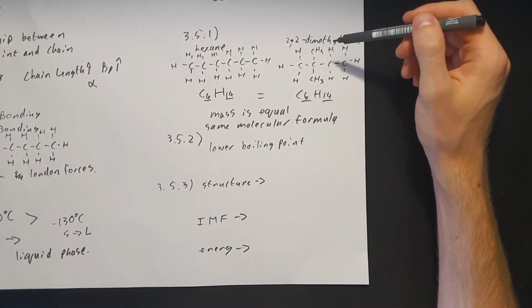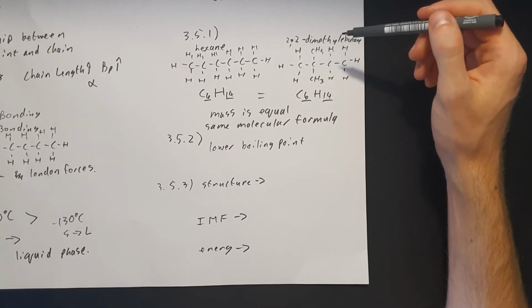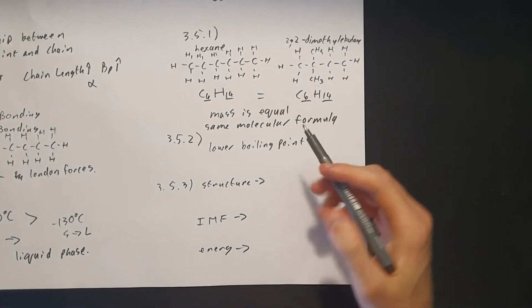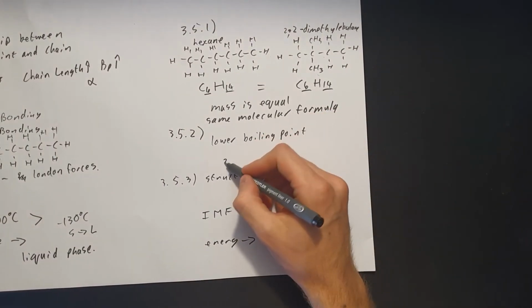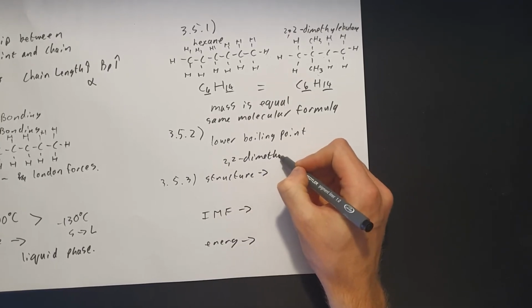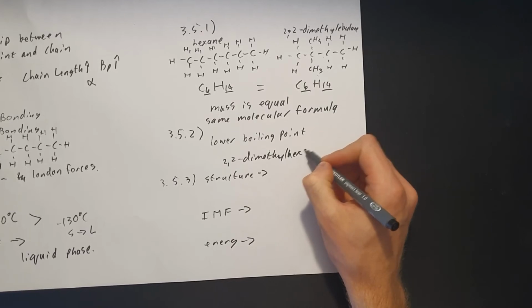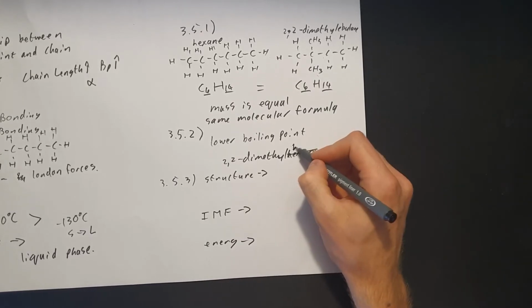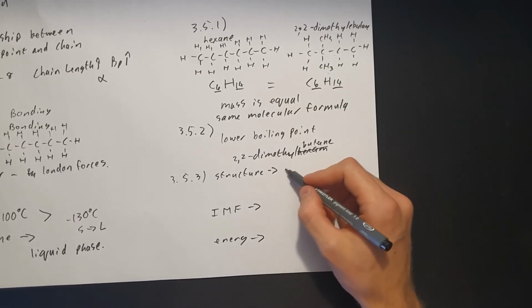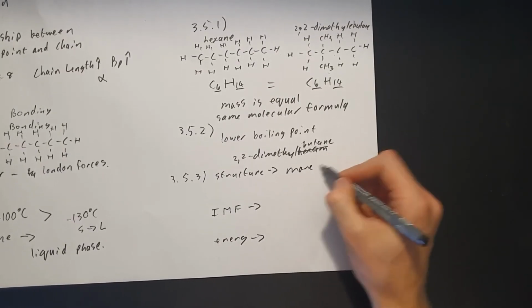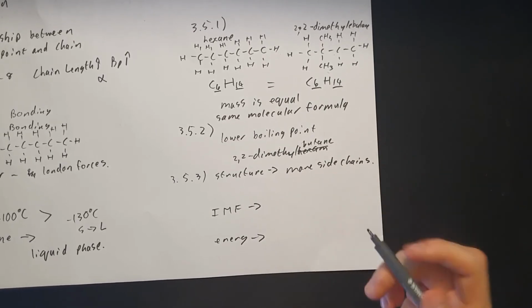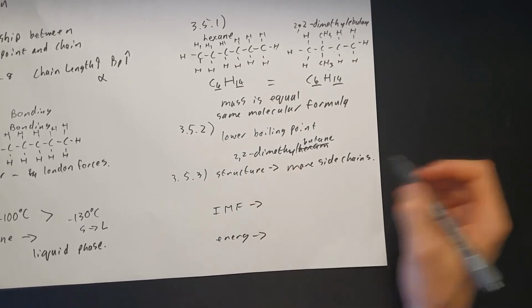So how do we go about giving a full explanation of that? So talk about the structure. If we talk about 2,2 dimethyl butane, if we talk about its structure, it's got more side chains. It's also got a shorter carbon chain.